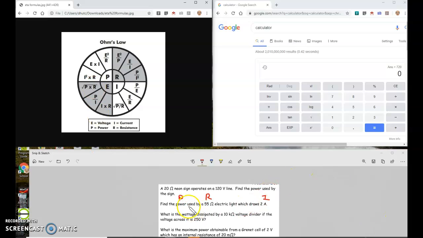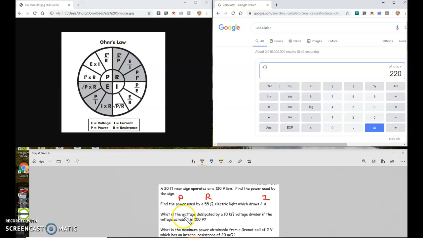All right, so we're going to go down here, and we're going to go to our calculator and put in our values. We've got I, which is 2, so 2 squared. Many of you will know that's 4, but 2 squared times R, 55, and that works out to be 220. And since we were finding the power, you would enter a W. That's 220 watts. Okay, let's do one more right here.